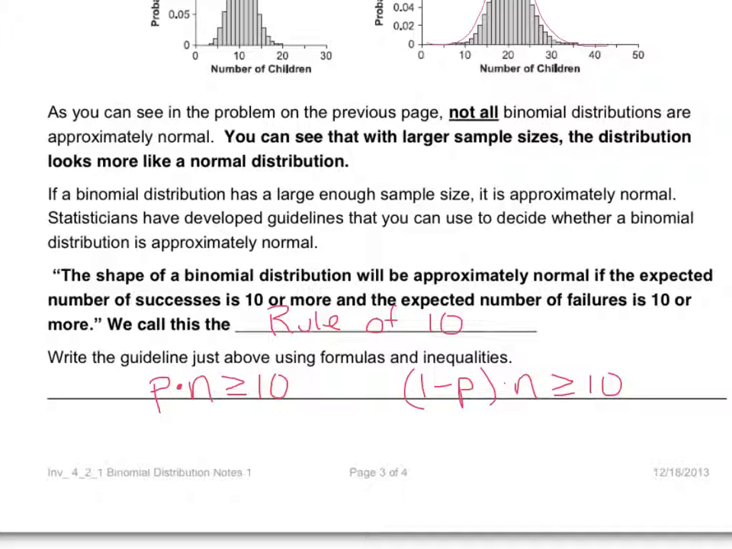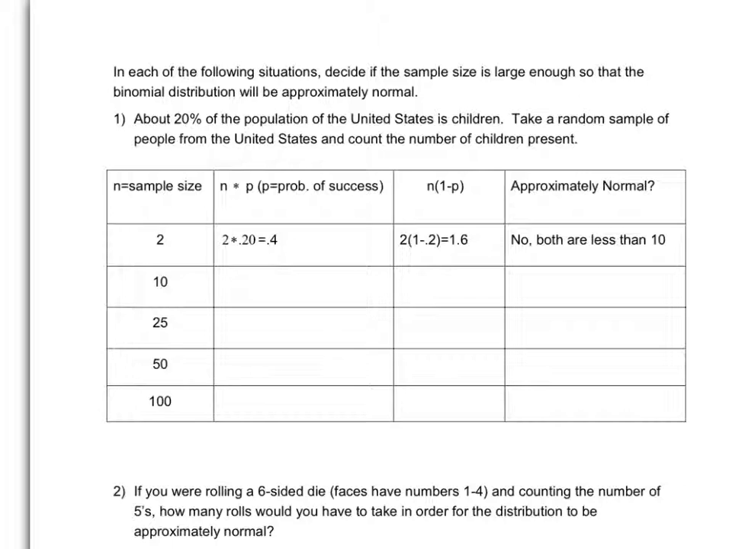So in the next video here, we're going to practice a little bit. So here we're going to use the rule of 10 and look at one situation here, and we're going to decide if the sample size is large enough so that the binomial distribution will be approximately normal.